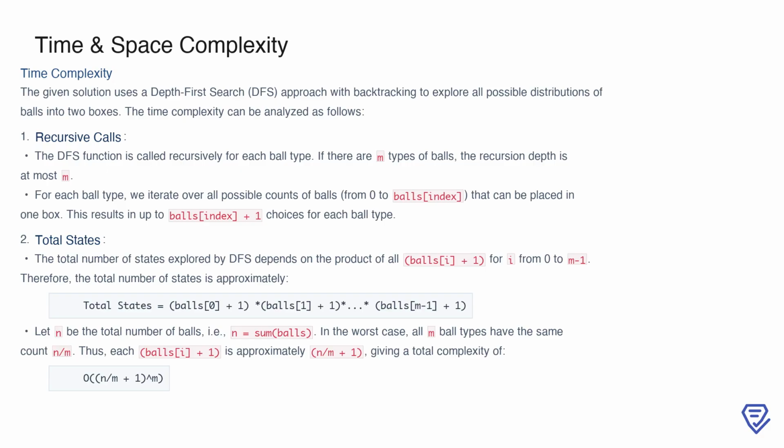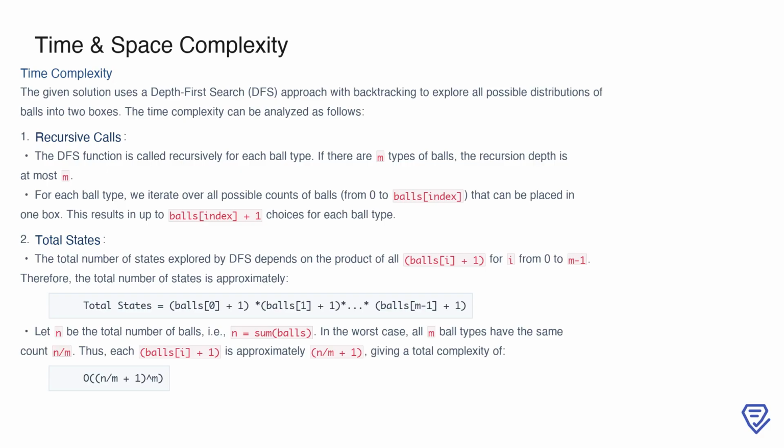Now, let's analyze the time complexity of our DFS-based solution. Since we use a depth-first search with backtracking, the recursion depth corresponds to the number of ball types, which we denote as m. For each type of ball, we iterate over all possible ways to allocate that ball type between the 2 boxes. This gives us up to balls[index] plus 1 choices for each ball type, where balls[index] is the count of balls of that specific type. As a result, the total number of states the DFS explores depends on the product of all these choices across all ball types. Mathematically, this is expressed as the product (balls[0] + 1) * (balls[1] + 1) * ... * (balls[m-1] + 1).